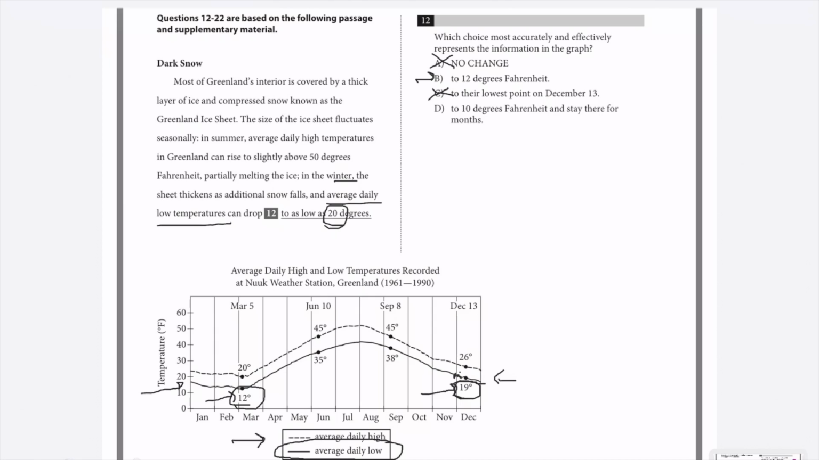So we know that the lowest point is not on December 13th. And then answer choice D says to 10 degrees Fahrenheit, and it stays there for months. We see that nothing actually reaches 10 degrees, which is right here, and it definitely doesn't stay there for months. So D is incorrect, which means that B must be the correct answer.